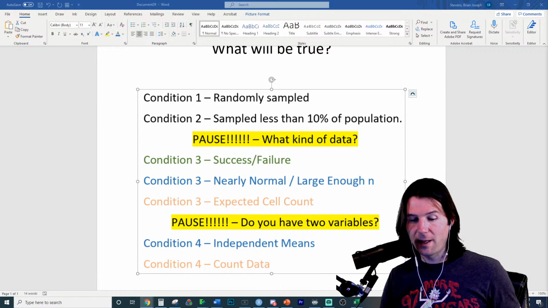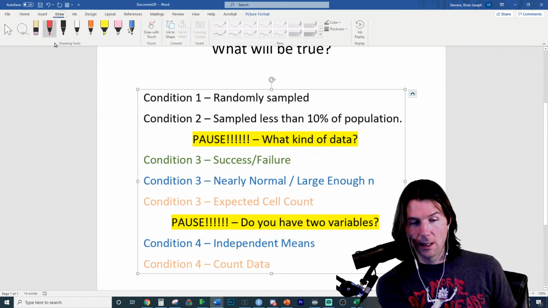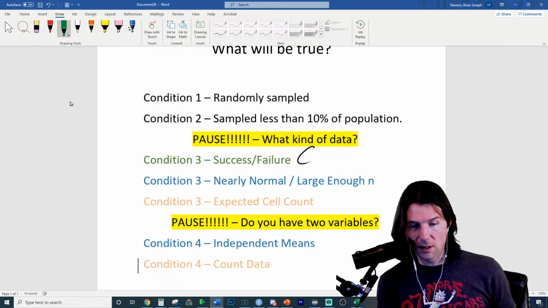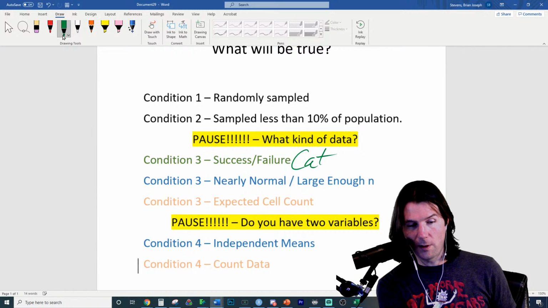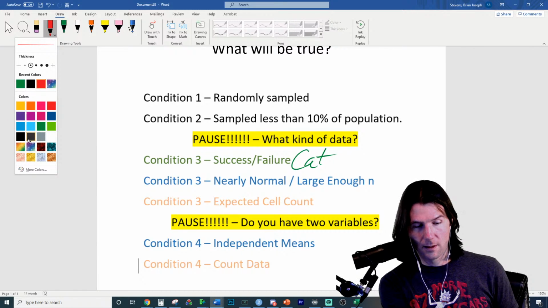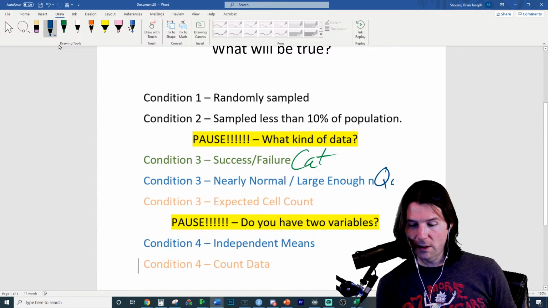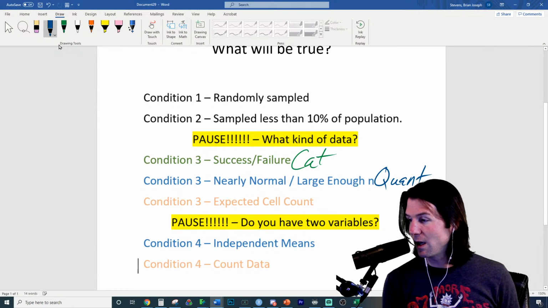and then also depending on what kind of data we're dealing with, if the data is categorical, we need to use success failure. And quantitative. The bottom one down here is chi-squared.